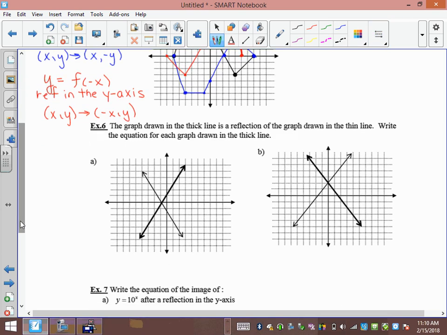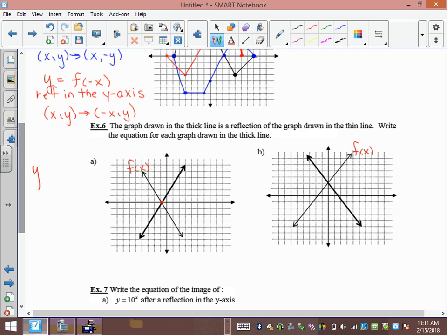The graph drawn in the thick line is the reflection of the graph drawn in the thin line. So we're going to say that the thin line is f of x for both cases. Write the equation for each graph drawn in the thick line. So this thick line is what type of reflection as opposed to the thin one? Is it a reflection on the x or a reflection on the y? X. Where's the invariant point? On the x. It's on the x, it reflects in the x. If it reflects in the x, it affects the y.